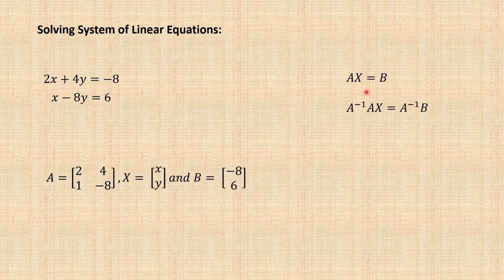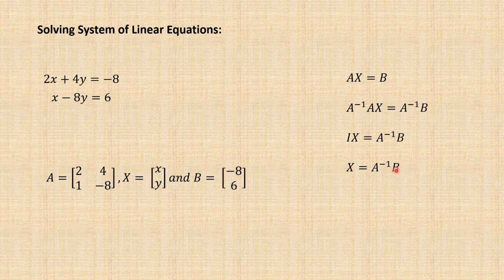We have an equation like matrix A is multiplied with matrix X to get matrix B. As a next step, I am multiplying both these sides with A inverse. We know that if a matrix is multiplied with its inverse, we can get identity matrix. Then A inverse multiplied with A gives us identity matrix. And if you multiply any matrix with identity matrix, we will get the same matrix. Then I multiplied by X will get X only.